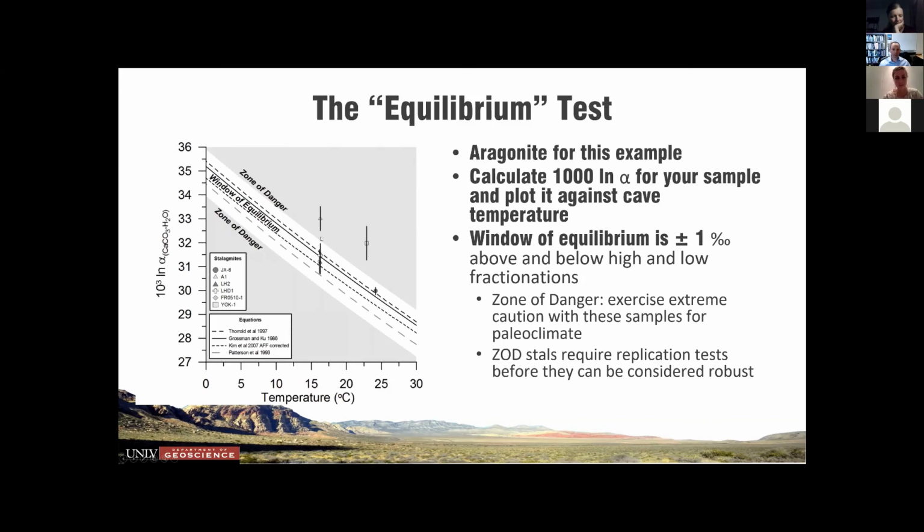But if you fall way out, let's say on one of these areas here, in what I like to call the zone of danger, it's suggesting that your speleothem is not forming in equilibrium or anywhere close to equilibrium. And you need to be very careful with samples that plot there. So there's more details in some of my papers, which I can send, or you can just calculate this yourself based on the fractionation factors.